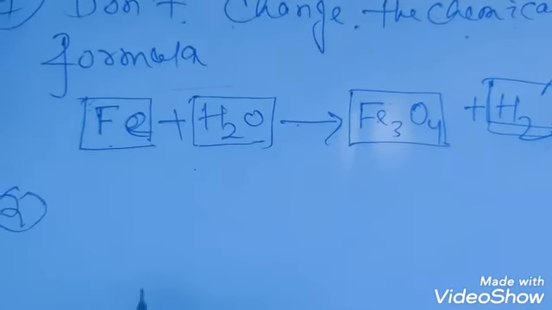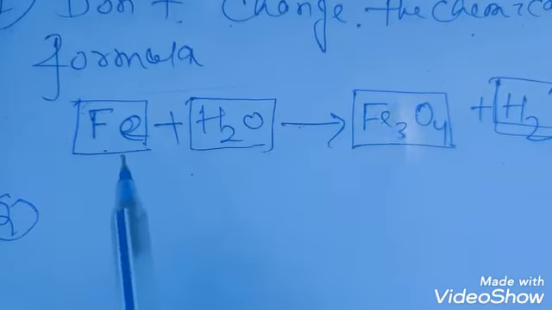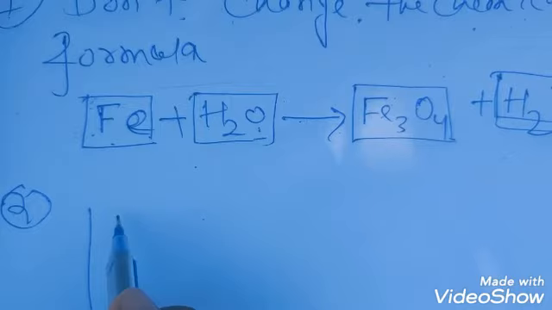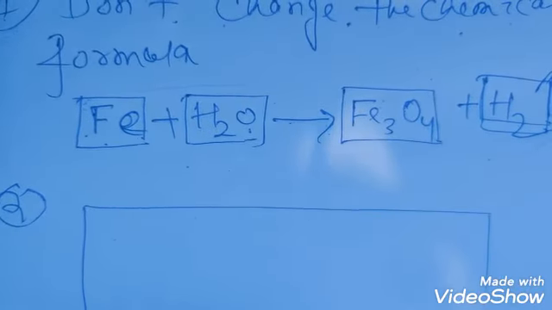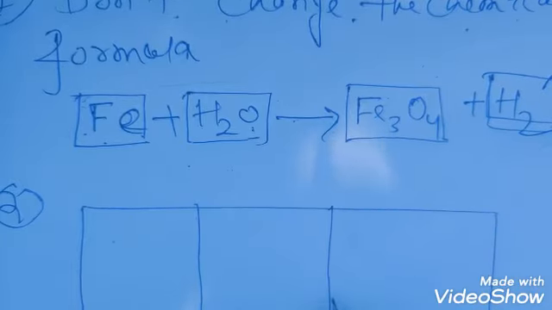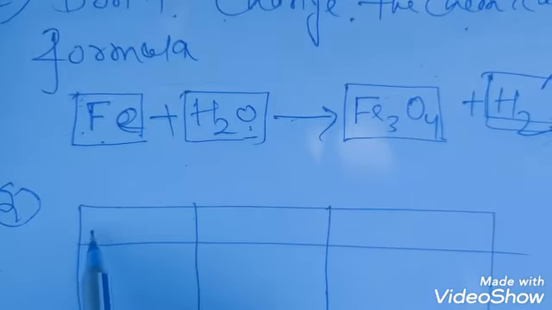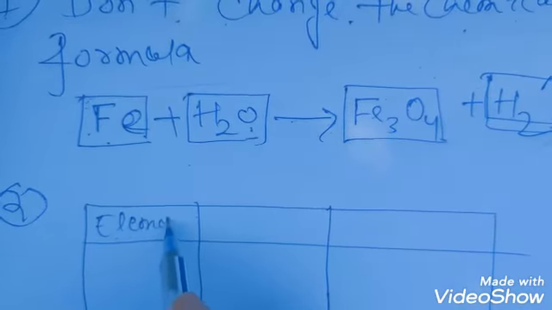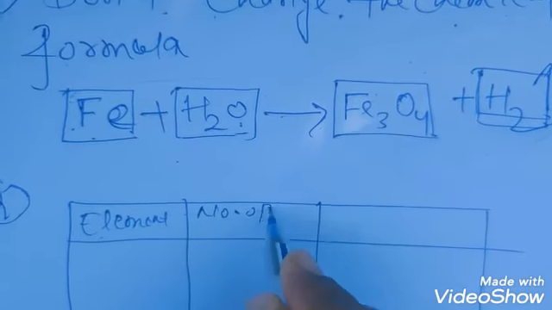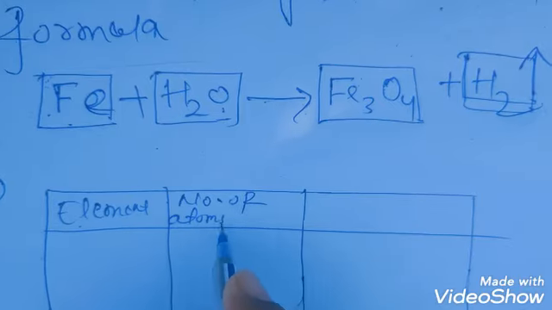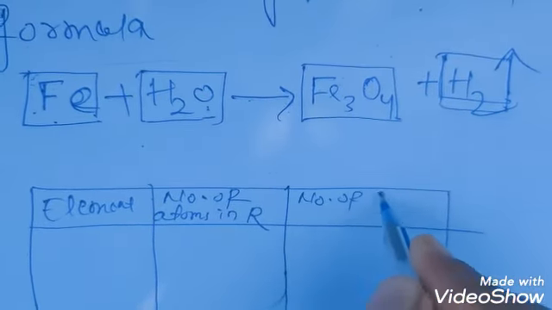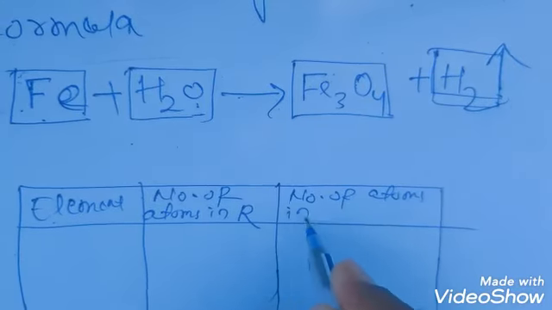list the number of different elements present in the unbalanced equation. We have to list out the equation properly. First we draw a table with three columns. We write elements here, then the number of atoms in reactants, and the number of atoms in products.